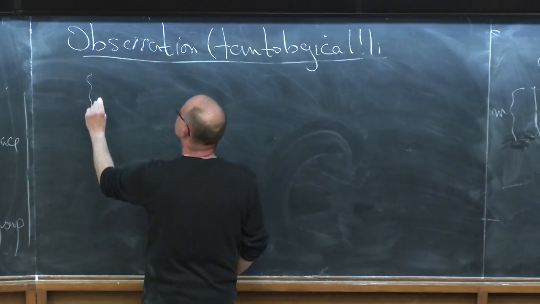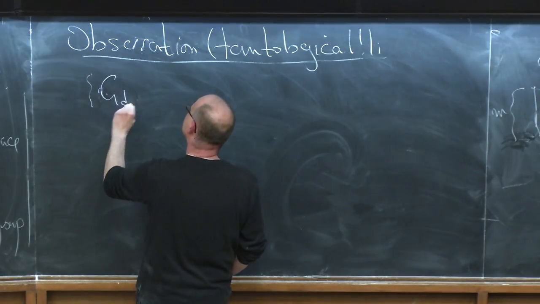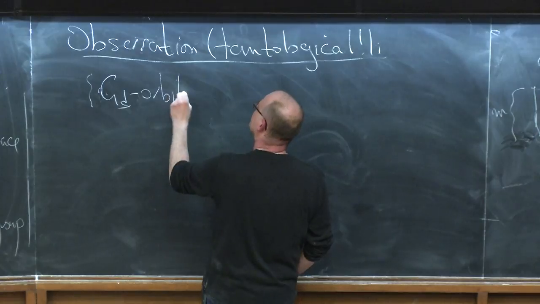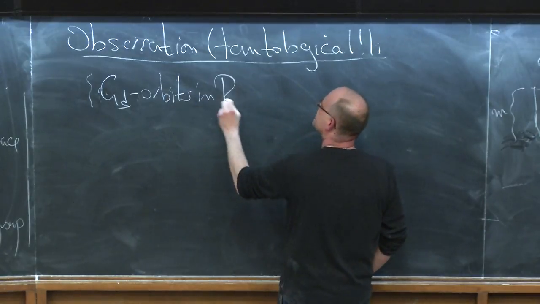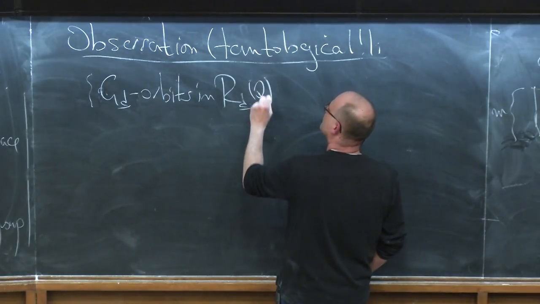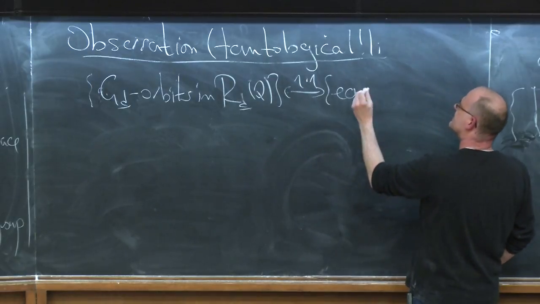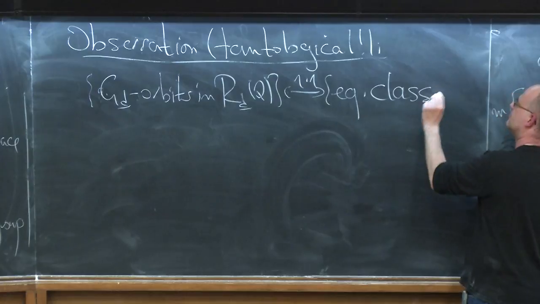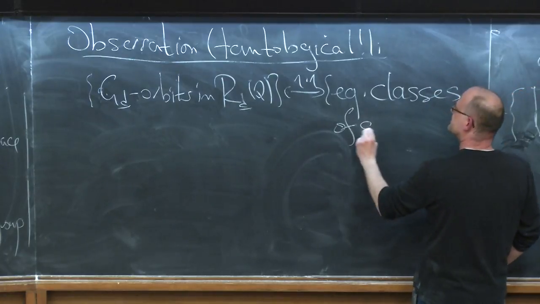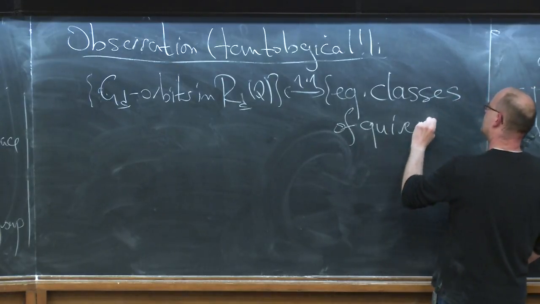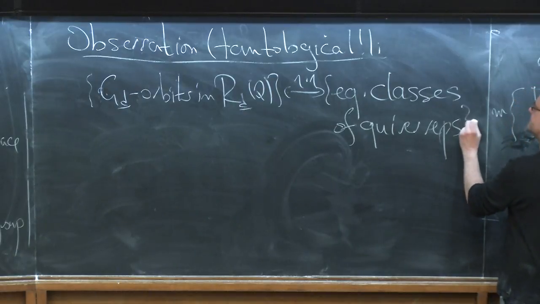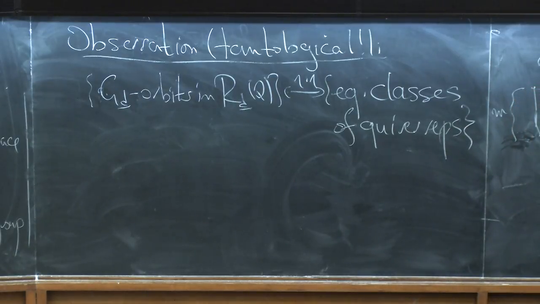The orbits for this group action, the G_D orbits in R_D of Q, these correspond naturally to the equivalence classes of quiver representations. Why? Well, let's have another look at this diagram defining the equivalence relation.